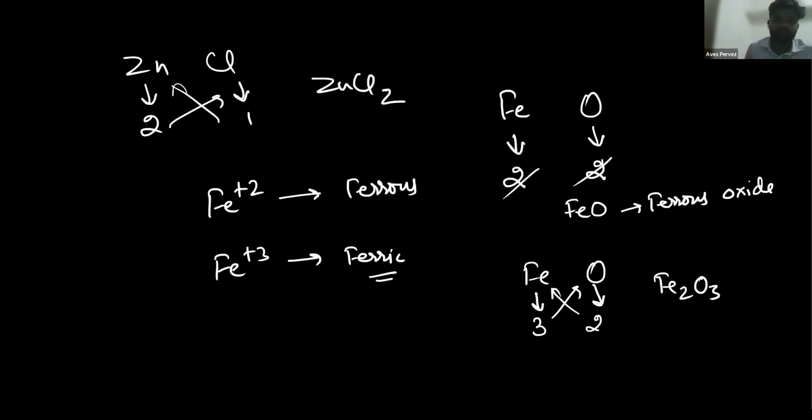Now the next one is ferrous sulfate. Ferrous means 2, and sulfate is the SO4 ion, which is also 2. When you cancel these two, you will get FeSO4.